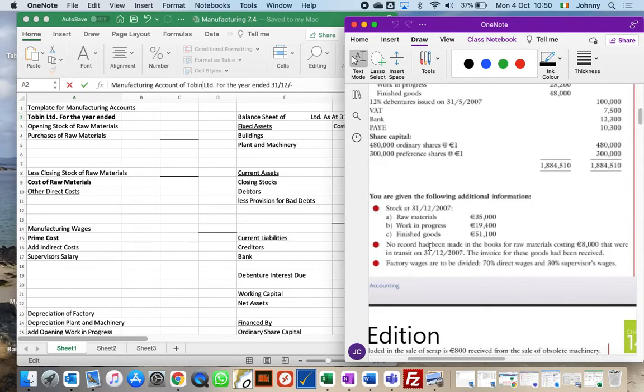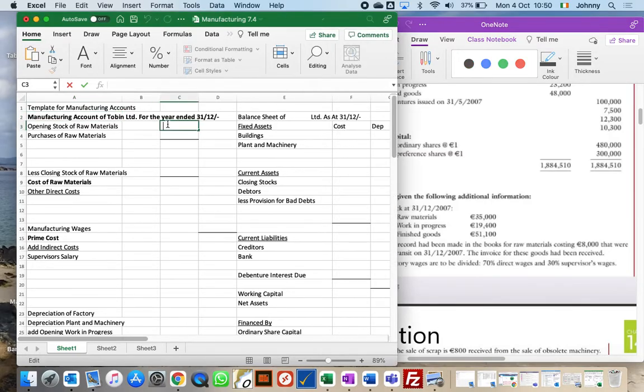What should we do there? Well, it should be included in the costs. I mean, it should be included in purchases, should be included in creditors, and it should be included in our stock. Okay? So this is stock of raw materials. So raw materials, it says here, is 35 grand. So 8 grand extra has to be added on. So the opening stock of raw materials here is going to be 35 plus 8 grand.